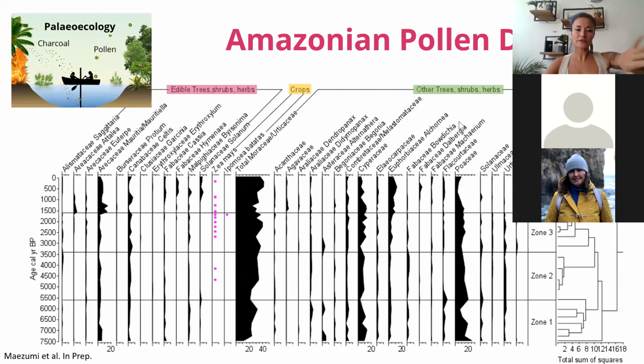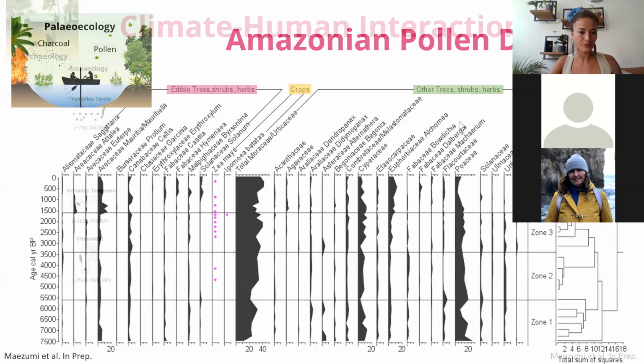You can see there on the far left-hand side, these are all of our edible trees, shrubs, and herbs. The pink dots are representing our actual domesticated species that we found in the core. This is the maize and Ipomoea, sweet potato. And then on the right-hand side, these are all of our other non-ethnobotanically useful or edible species that were found. Depending on what we want to do, if we're more interested in just trees, or trees and palms, or edibles, or crops, we can start breaking this data up in different ways to probe what the pollen record changes are through time.